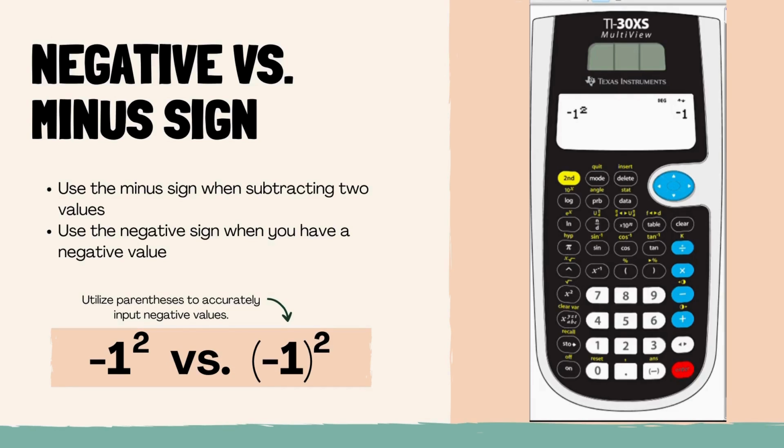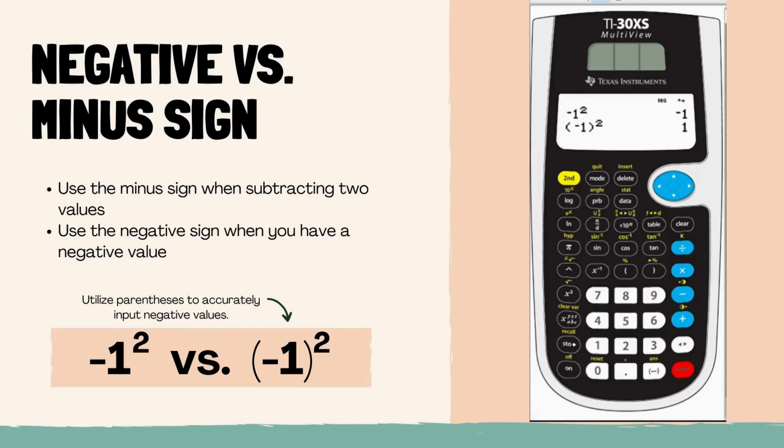So the way that I need to type this, if I want it to be correct, instead of the calculator doing the 1, squaring it, and then attaching that negative value to it, I should be putting a parentheses around that value. So parenthesis -1, close parenthesis, squared. And then it gives me 1, which is the correct value.